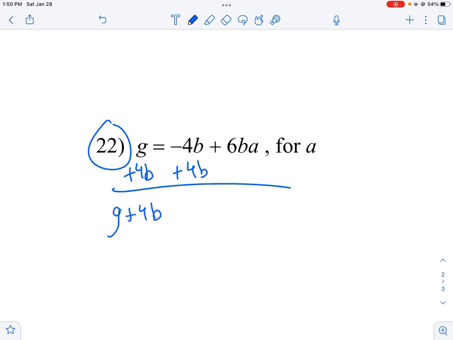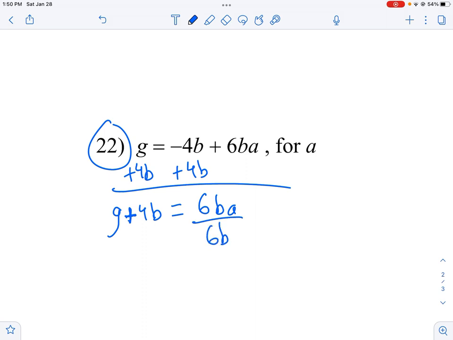G plus 4b is g plus 4b. They don't combine. We don't know what g is. We don't know what b is. They're just unspecified numbers right now. And then we got 6ba. So now we're here. We need to get rid of the 6 and the b. And since this is 6 times b times a, we can actually just get rid of 6b all at once.